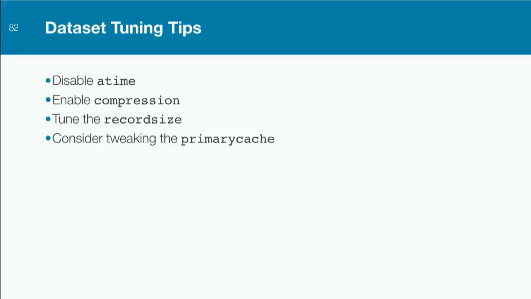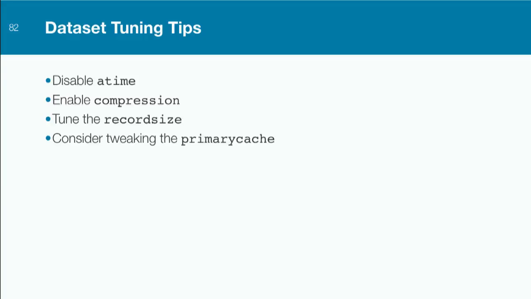Tuning tips: disable atime, enable compression, tune your record size, and consider tweaking the primary cache, because databases already have their own userland cache. You don't need to have the file system caching data that you're already going to cache in user space. You don't need to cache it twice.